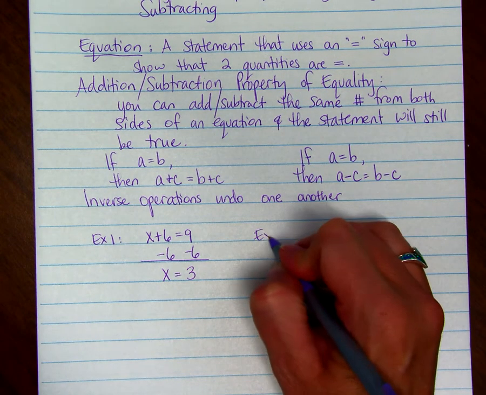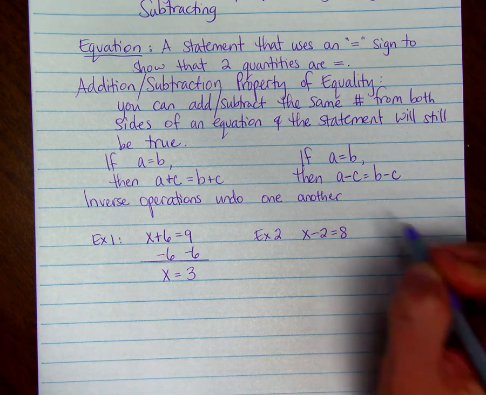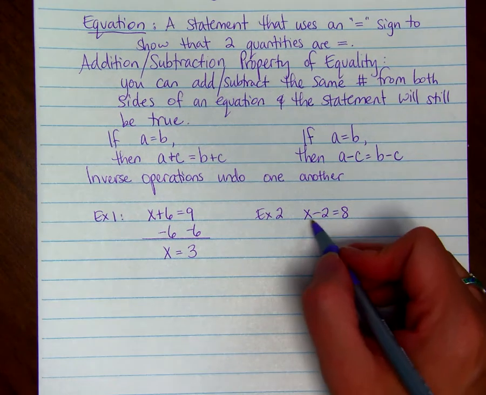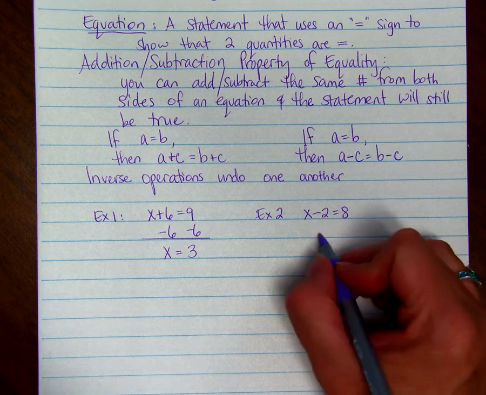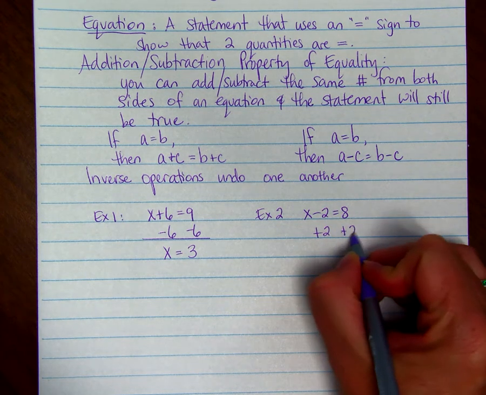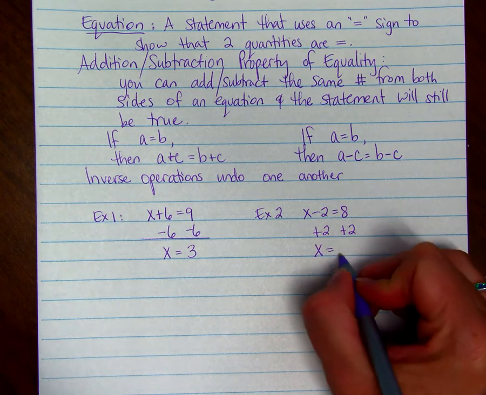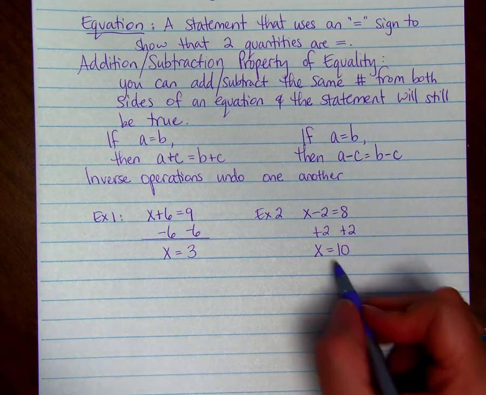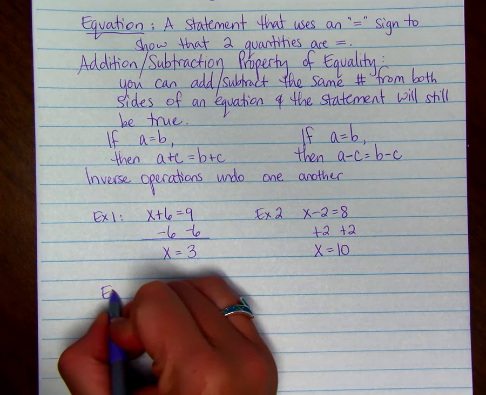Example 2 is x minus 2 equals 8. So we find our variable, which is x. If you take away 2, that means you're subtracting, and the inverse of subtracting is adding. So we're going to add 2 to both sides. And on the left side, we'll be left with x, and on the right side, we'll be left with 10. So x equals 10.